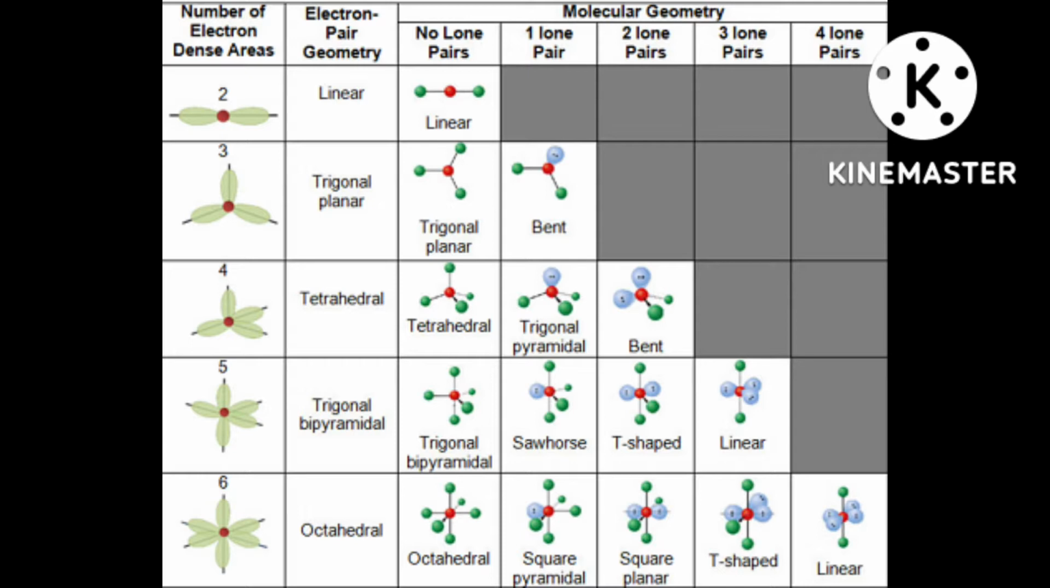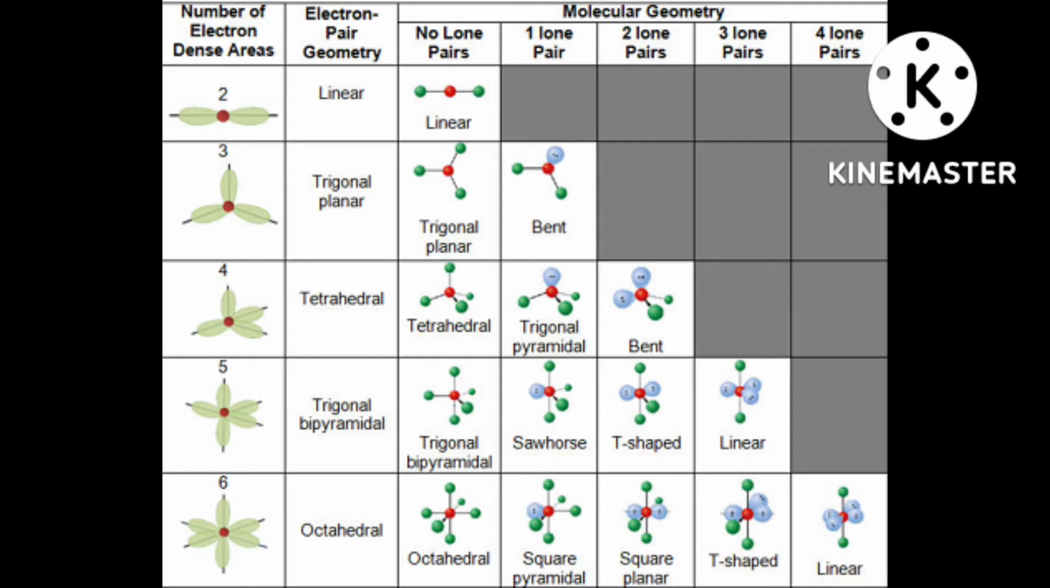Second postulate, pairs of electrons in the valence shell repel one another since their electron clouds are negatively charged. Then you know that same charges repel. That's why pairs of electrons in the valence shell repel one another.